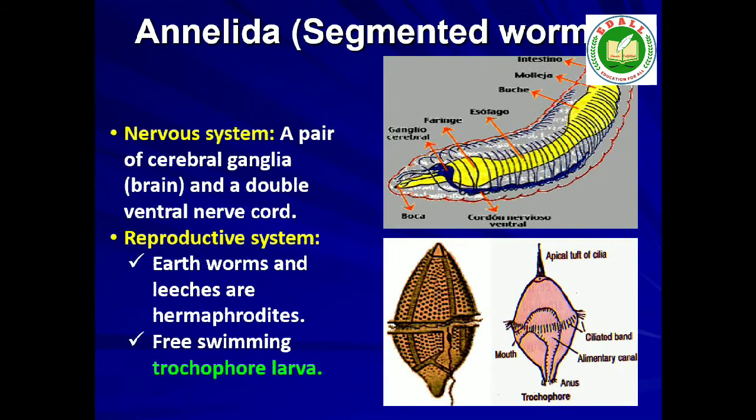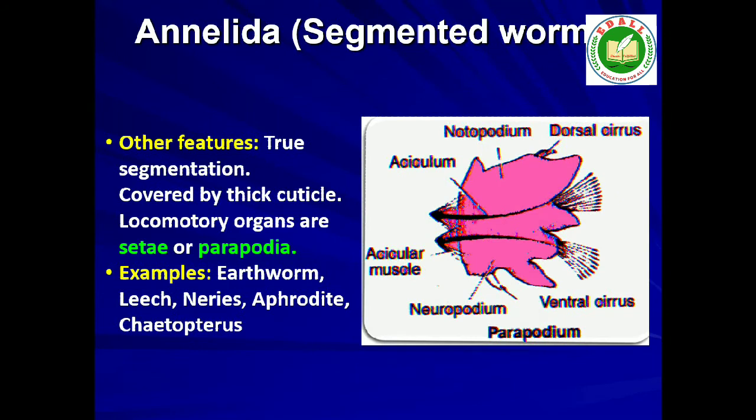Nereis, an aquatic form, is dioecious, but earthworms and leeches are monoecious. Reproduction is sexual. Examples: Nereis, Pheretima, also called earthworm, and Hirudinaria, also called blood-sucking leech.